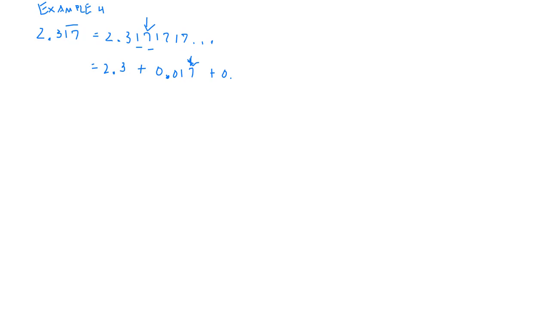The next 7 is in the 100,000th decimal place. So the next 7 is in the 10 millionth decimal place. 3, 4, 5, 1, 7. And you can keep going with this.